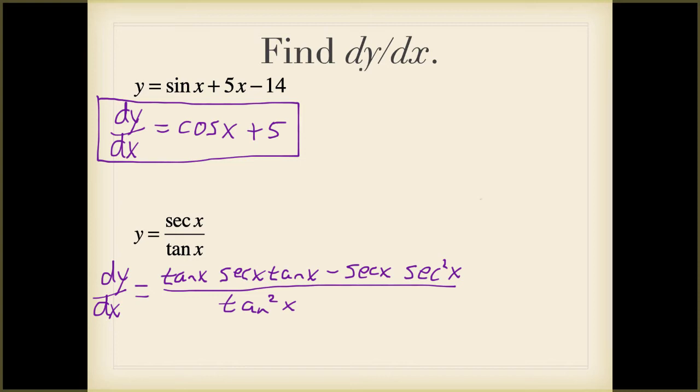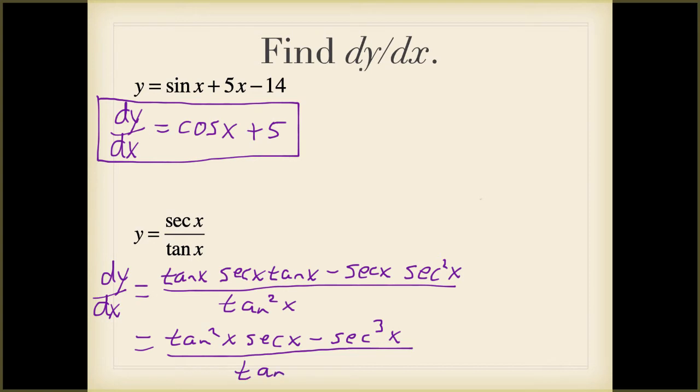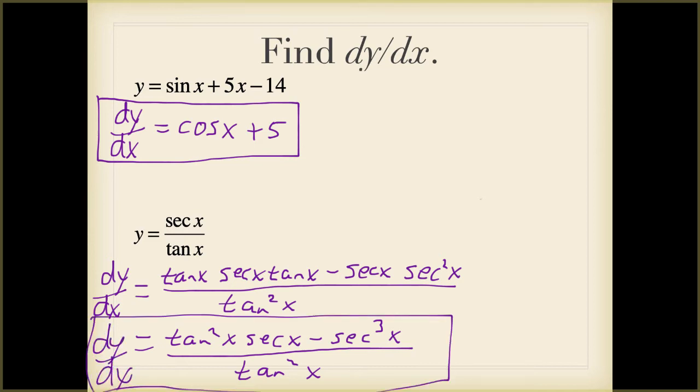We can then combine and do some work with this. We have a tangent x and a tangent x, so we have tangent squared x. So we have tangent squared x secant x minus secant cubed x all over tangent squared x. And we can leave it like this. So the derivative of secant x over tangent x is tangent squared x secant x minus secant cubed x all over tangent squared x. When we do these derivatives, you will have to use your quotient rule for some of these, so you'll want some practice with that.